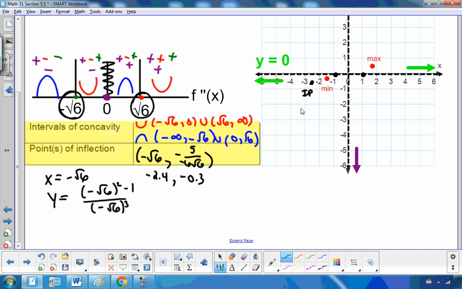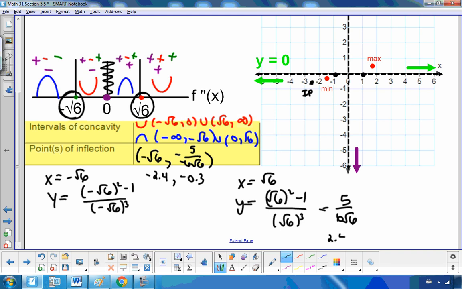Okay, let's look at our next point of inflection, which is at positive root 6. I'm going to have a y value of root 6 squared minus 1 over root 6 cubed, which is just going to be 5 over 6 root 6. So again, that is at about 2.4 and about 0.3. So our other one is at positive root 6 and positive 5 over 6 root 6. An inflection point at 2.4 and about 0.3, right about there, we'll call it.